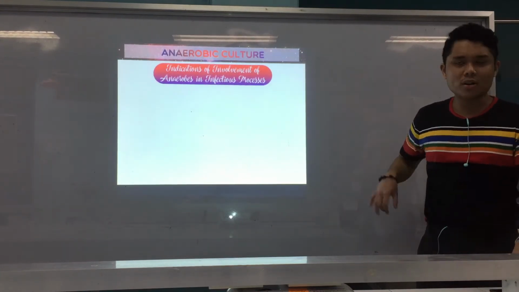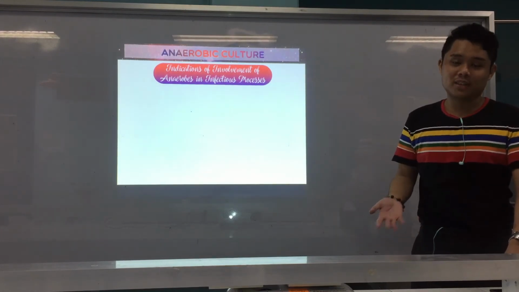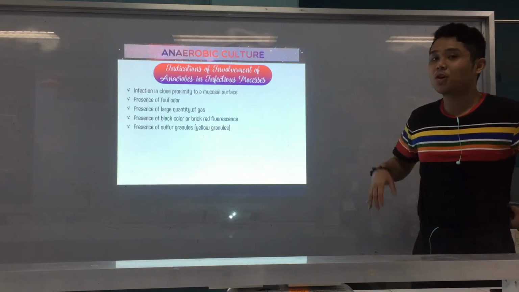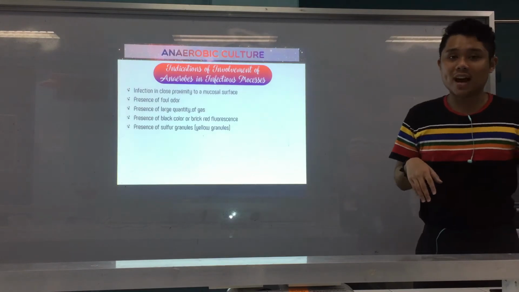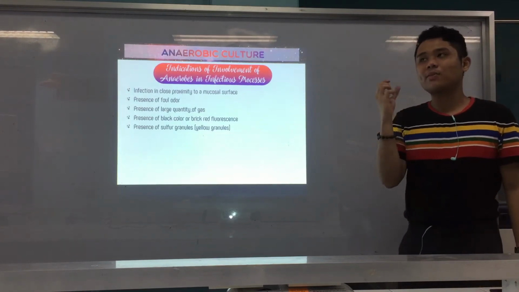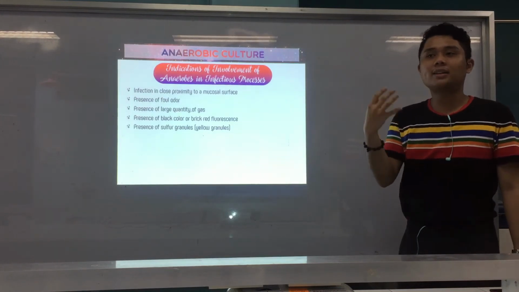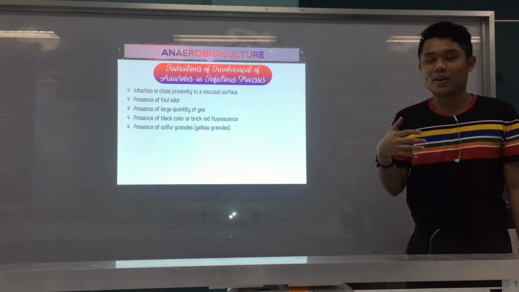For example, in an infection, how can you say that an anaerobe is involved? First, infection in close proximity to a mucosal surface, because your mucosal surface is teeming with a lot of anaerobes, the normal flora. So if the infection is near the mucosal surface, then you may already have an idea that an anaerobe is possibly involved.